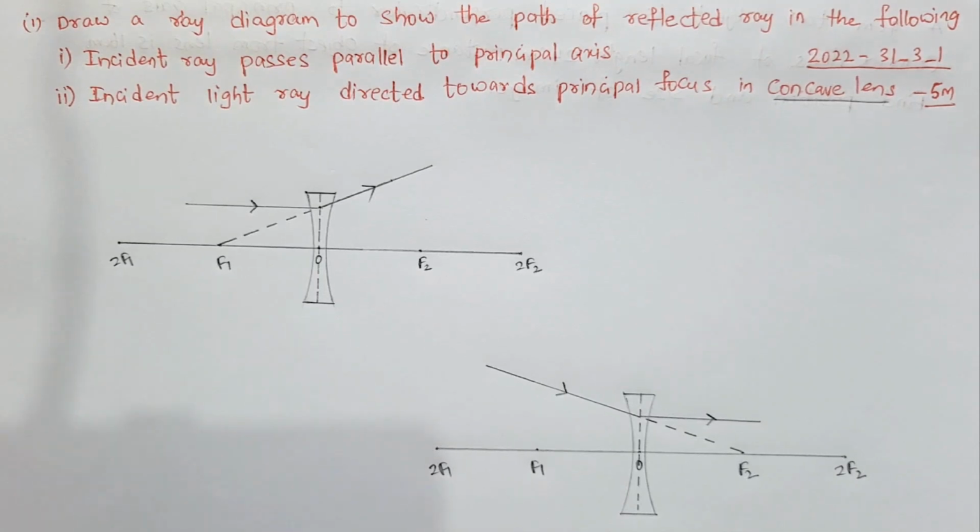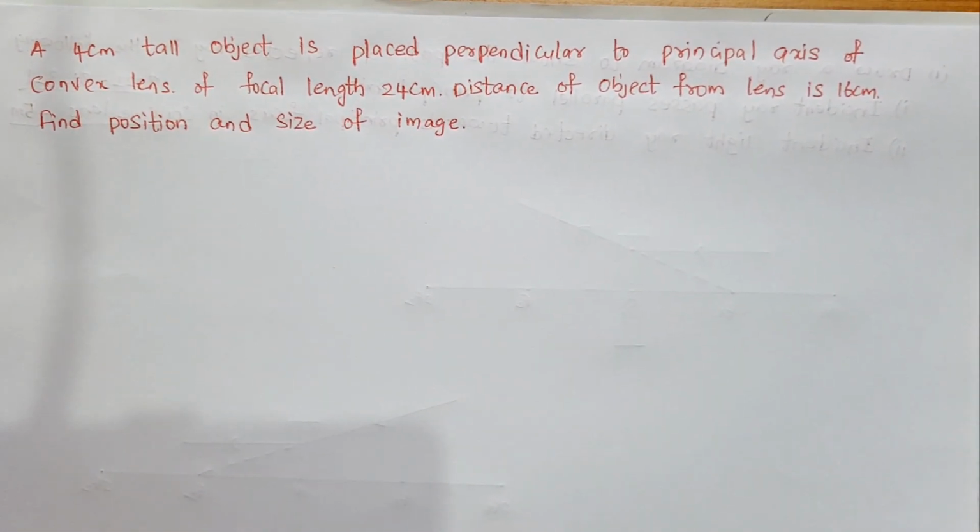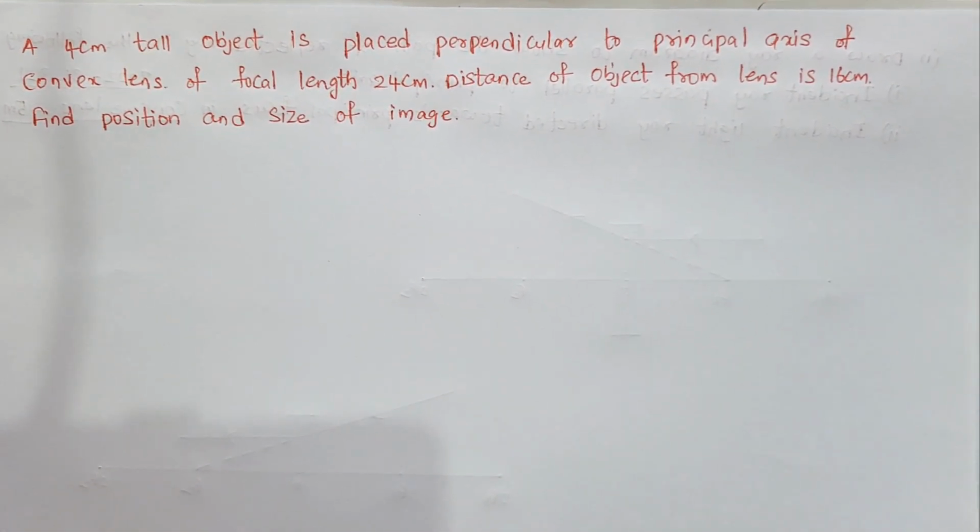What is the next question? There is part B also in this question. The part B of this question is, a 4 centimeter tall object is placed perpendicular to principal axis of a concave lens of focal length 24 centimeters. The distance of the object from the lens is 16 centimeters. Find the position and size of the image.